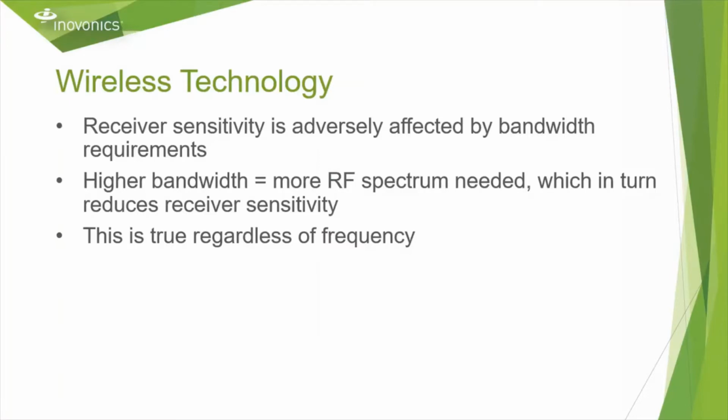Receiver sensitivity is adversely affected by bandwidth requirements. Higher bandwidth equals more RF spectrum needed, which in turn reduces receiver sensitivity. This means that while the receiver is listening to the data being communicated from one transmitter, it must use more of the spectrum to hear another communication from another transmitter. So by communicating smaller amounts of data, our receiver is able to hear more transmissions without using more of the RF spectrum.